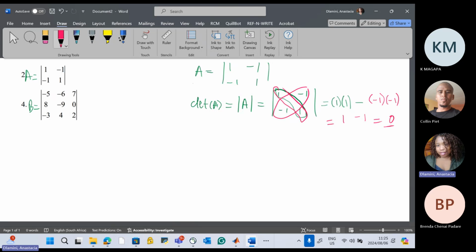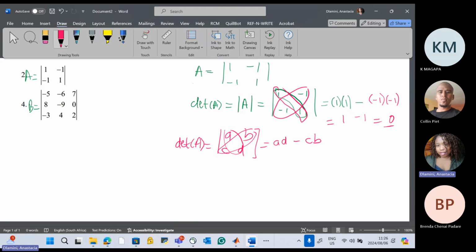Do you see that? The inverse does not exist. Remember, if the matrix A is [a, b; c, d], then the determinant is a times d minus c times b. That's the determinant of A.